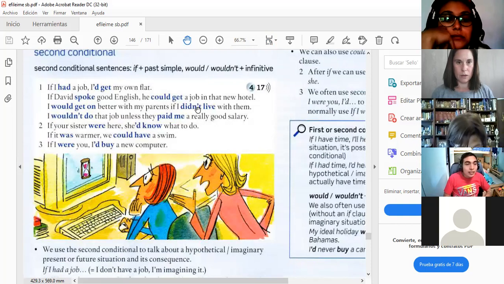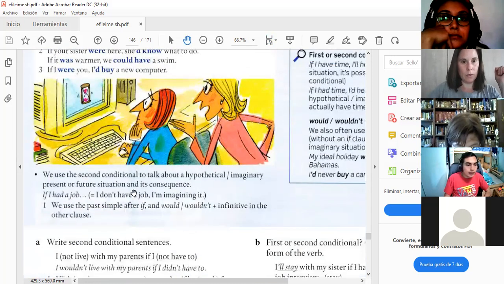If I had a job, I'd get my own flat. If David spoke good English, he could get a job in that new hotel. I would get on better with my parents if I didn't live with them. I wouldn't do that job unless they paid me a really good salary.